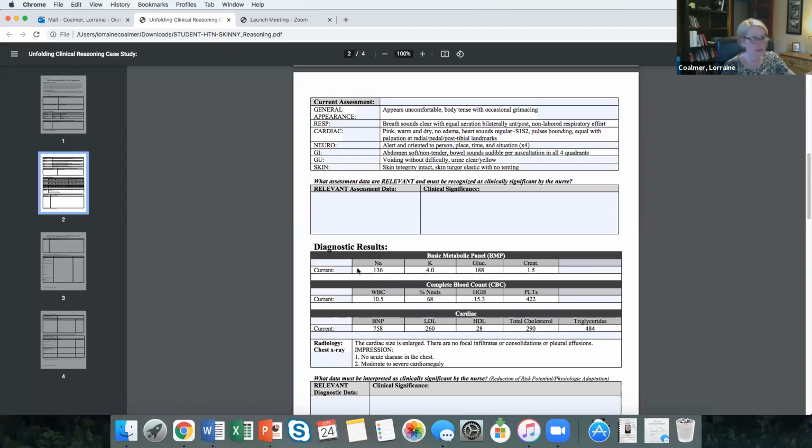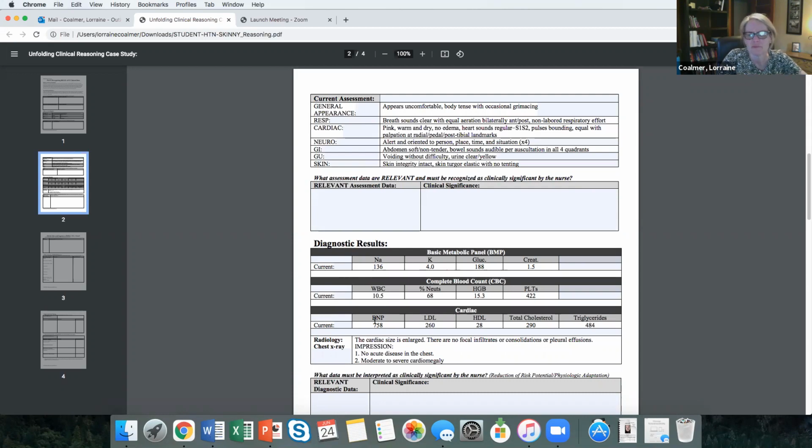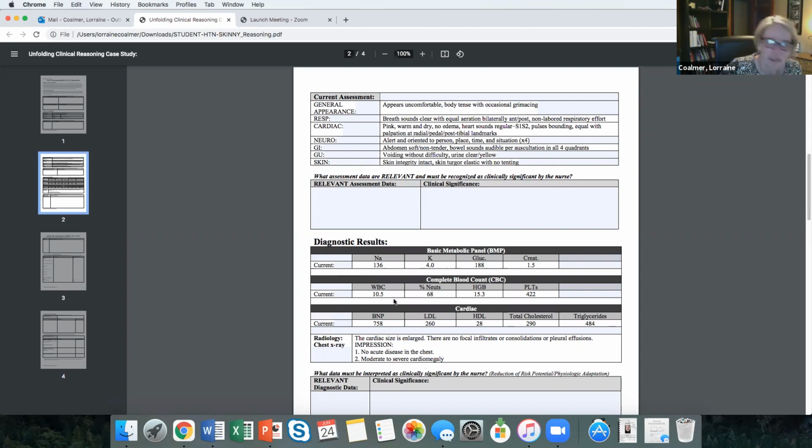Let's move on. Diagnostics. Oh, look at that creatinine. And look at his glucose. Oh, look at his BNP. Oh, and LDL and HDL and total cholesterol and triglycerides. Oh my God. This is everything we just talked about today. He does not have blood work like Lorraine does. So what's your brain saying right now?